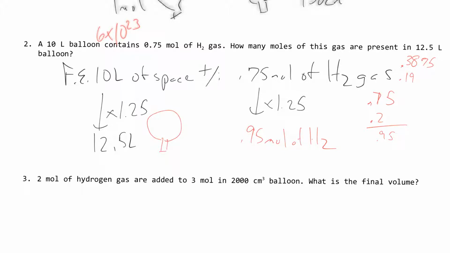And then again, if we're drawing a picture, now we're not going up as much. We've got 10 liters and it occupies 0.75 moles. So let's just call that 3 particles. And the volume doesn't go up very much. It only goes up by 1.25. And so we'd put 4 molecules in there, and the balloon's a little bit bigger.